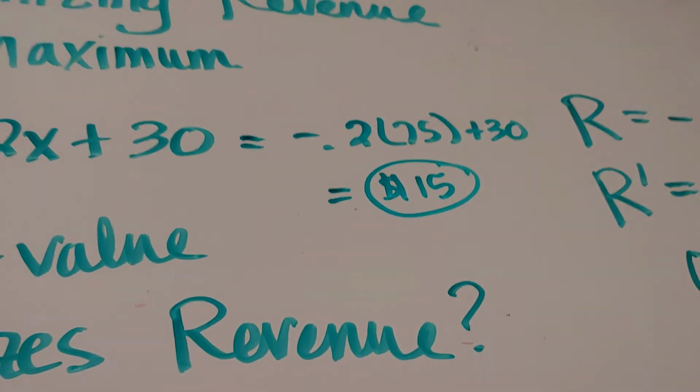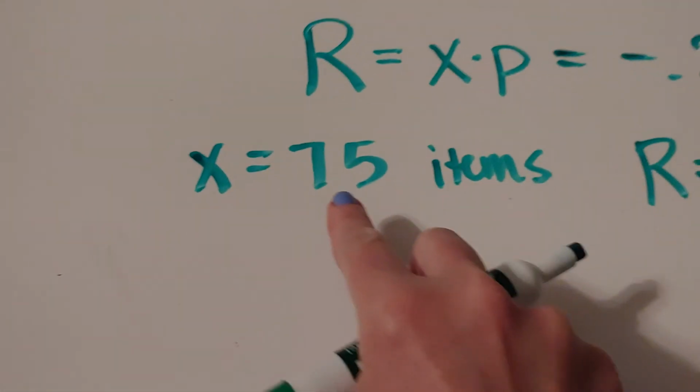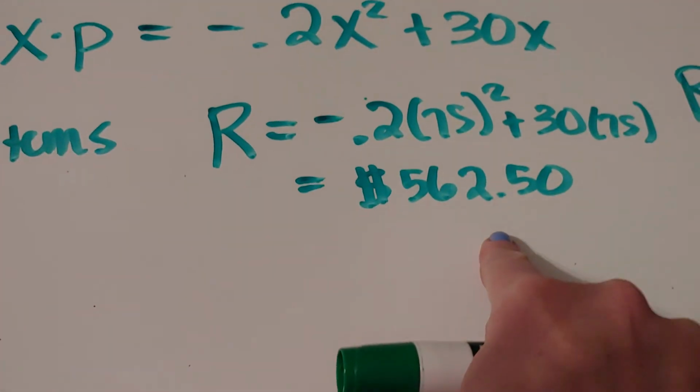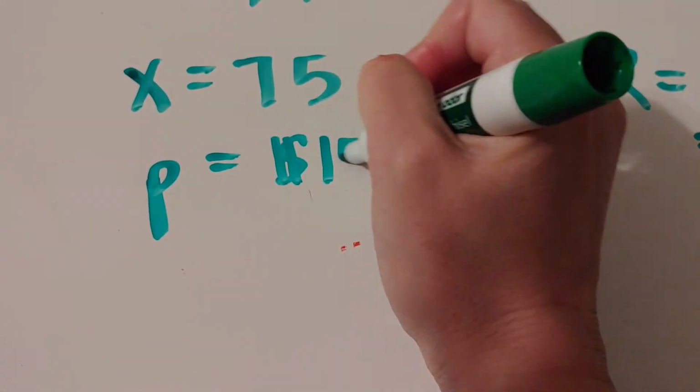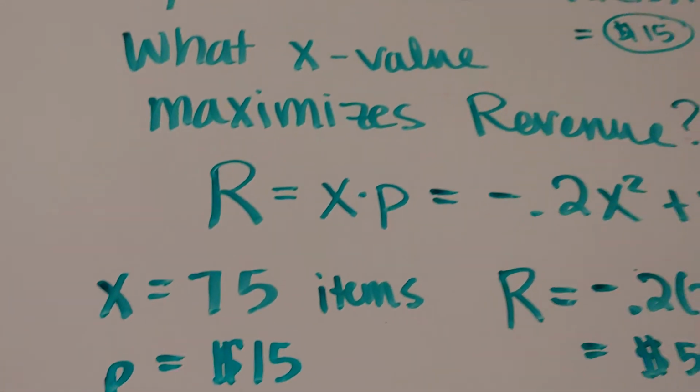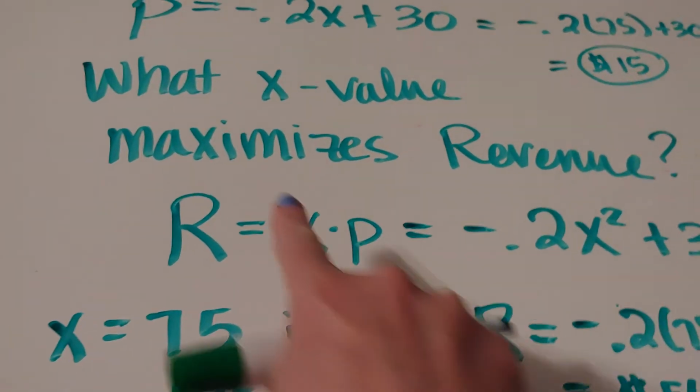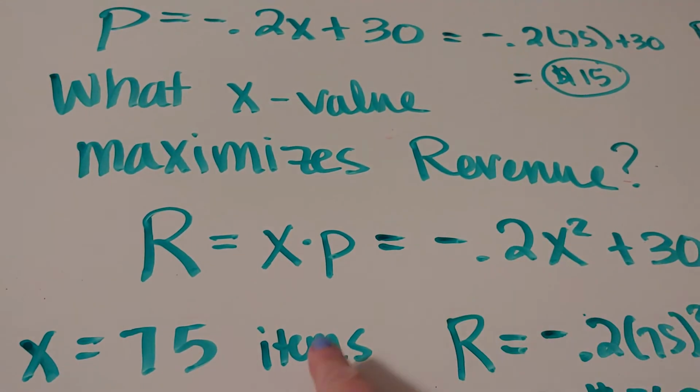Okay, so the maximum is 75. The revenue would be this, and our price that we'd want to set, $15. It just depends on the question, so read your question carefully. This just said what x value maximizes revenue, so that's our answer.